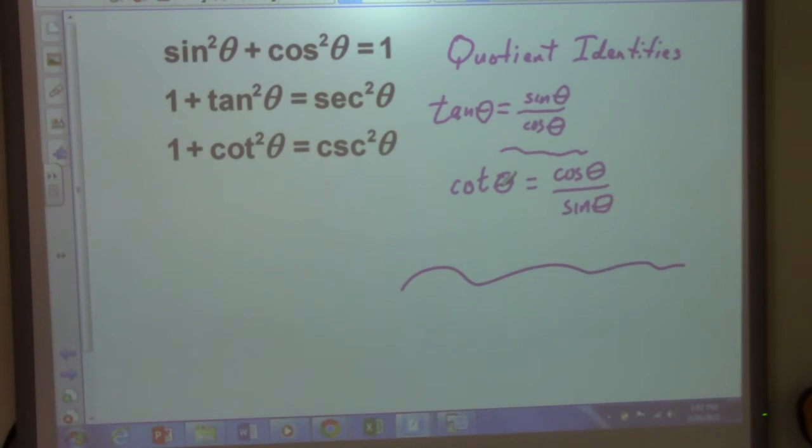So these are your quotient identities, and these are not on your formula chart, but you can scratch them into your formula chart here, your quotient identities. Okay, you do that. And after you do that, I want you to look up number 2, and we're going to go over that and talk about those identities here.